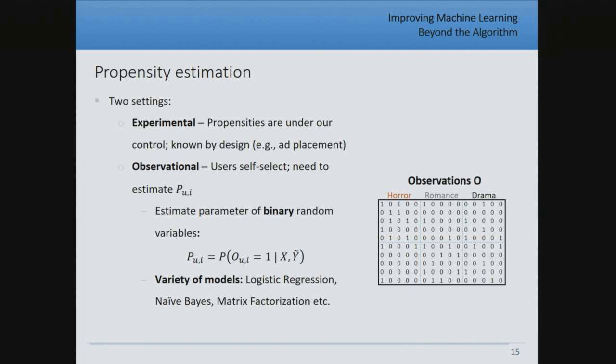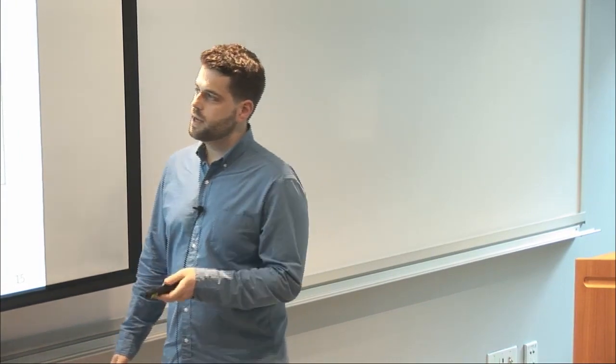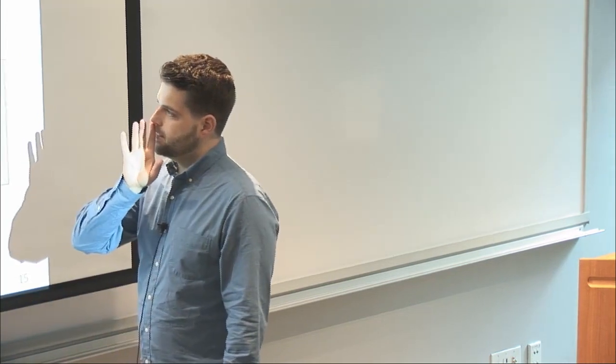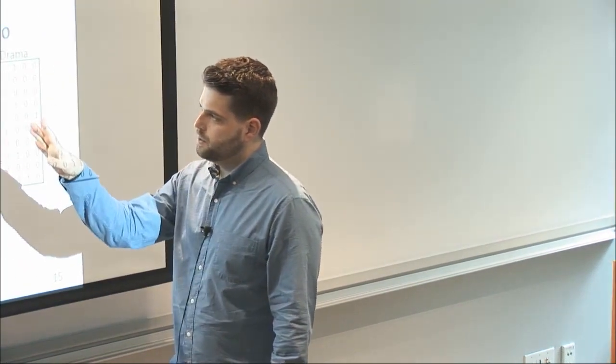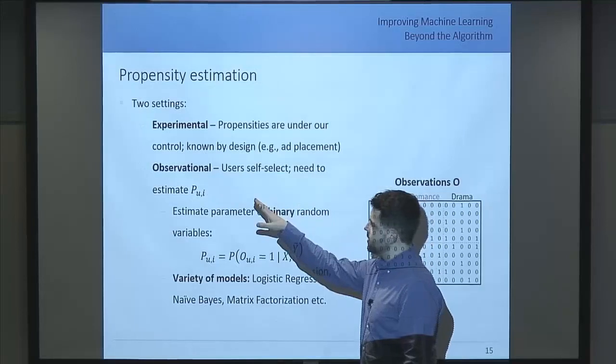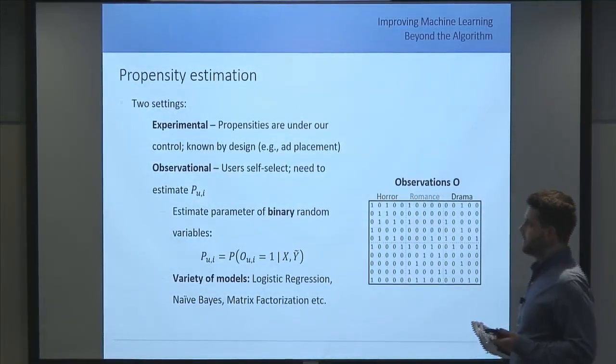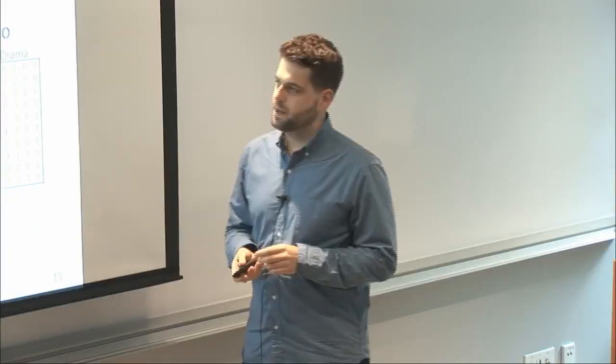Well, there are actually two settings. In the first setting, the experimental one, we know the propensities because they were under our control. So we had an ad placement system, something that stochastically put things in front of users, and we just record these probabilities. The second setting is a little bit more intricate. In the observational setting, users self-select. And in that case, we need to estimate these propensities.